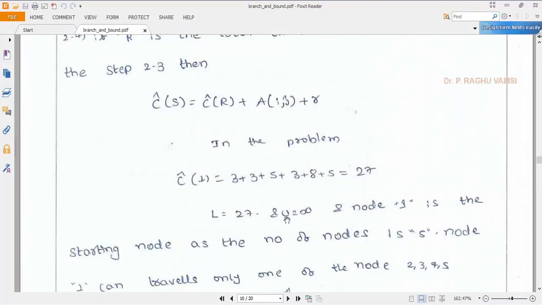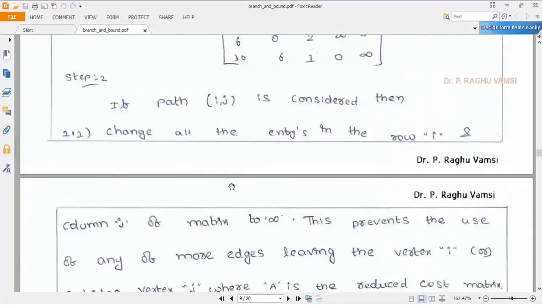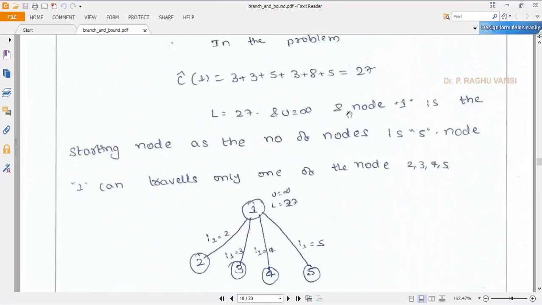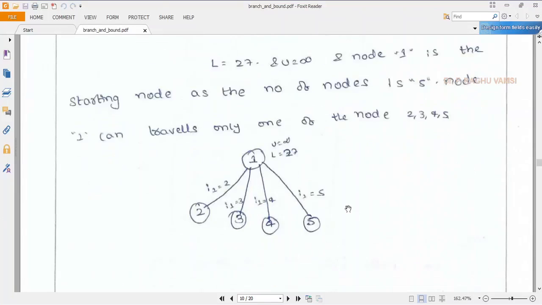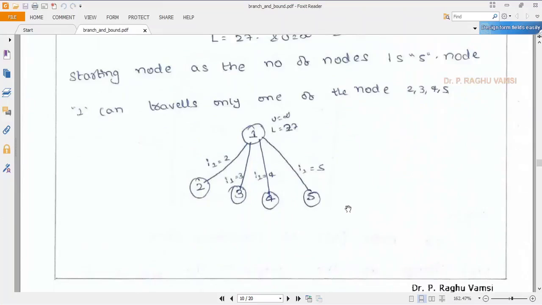And let me consider U as infinity, because infinity is the maximum cost available in the rows and columns. So the upper bound is infinity. Node 1 is the starting node, and the number of nodes is 5. Node 1 can traverse to only one node. That is, from node 1 we can pass through either 2, 3, 4 or 5. So recall the knapsack problem that we saw in the last lecture regarding branch and bound. So from 1 we have the chance of going to 2, 3, 4, 5.